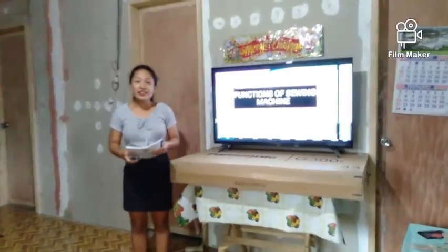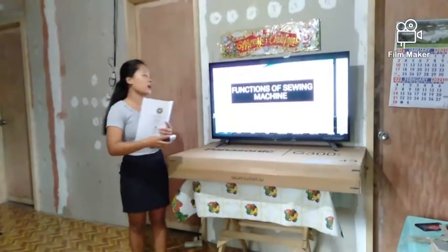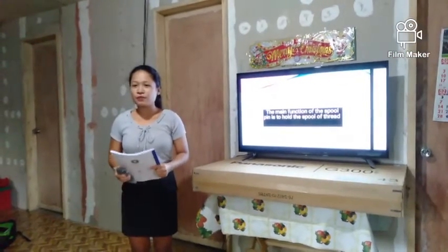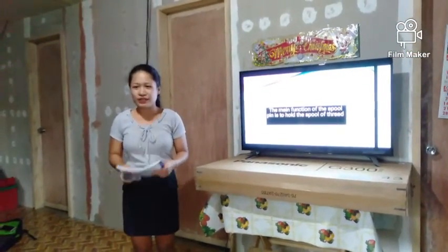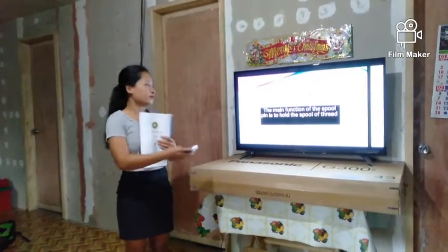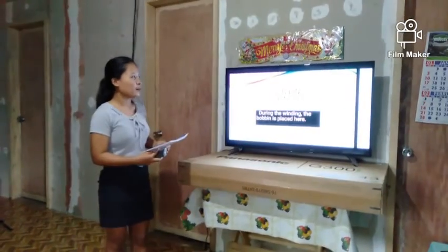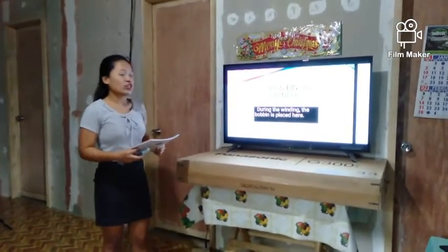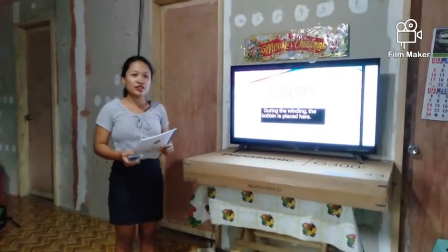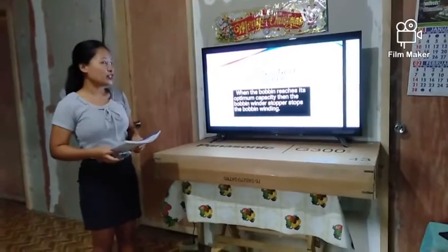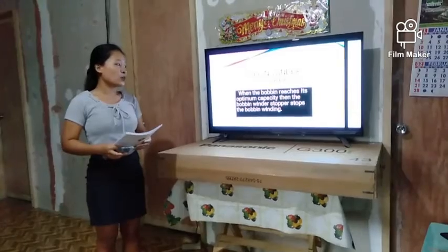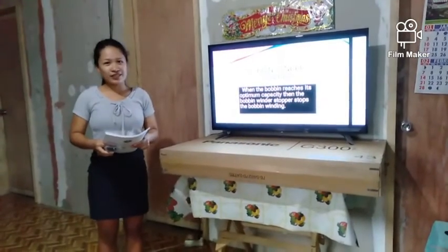Okay, students, here's the function of the parts of the sewing machine. First is the spool pin. The main function of the spool pin is to hold the spool of thread. Okay, next is the bobbin winder spindle. During the winding, the bobbin is placed here in the bobbin winder spindle. Bobbin winder stopper. When the bobbin reaches its optimum capacity, then the bobbin winder stopper stops the bobbin winding.